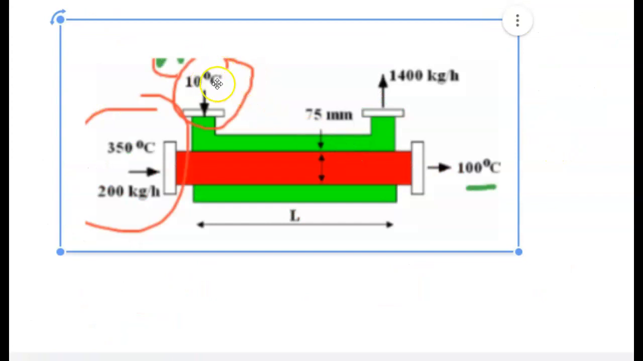For the parallel flow, the cold fluid enters at 10 degrees centigrade. The hot fluid enters at 350 degrees centigrade. It leaves at 100 degrees centigrade. The mass flow rate of the hot fluid is 200, and the mass flow rate of the cold fluid is 1400 kilograms per hour. The pipe diameter for the hot fluid is given as 75 millimeters.